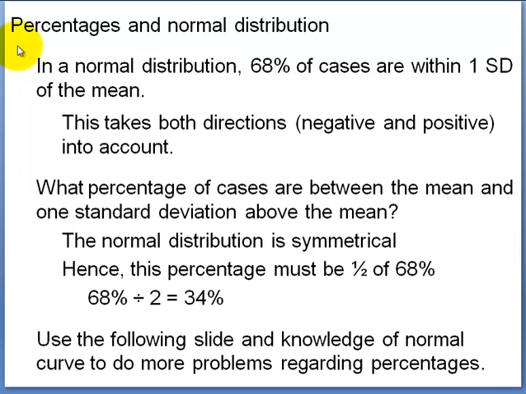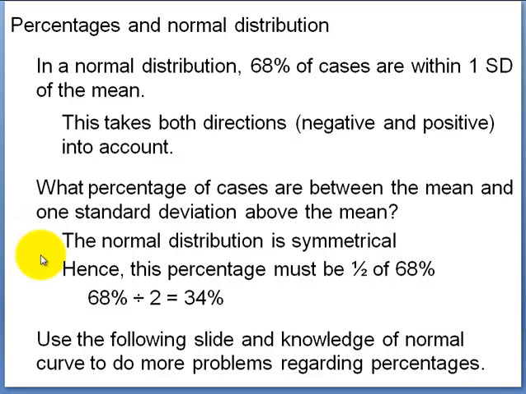Well, we're going to go back and talk some more about the normal distribution, and keep trying to build on some concepts that are connected with it. Recall that in a normal distribution, 68% of cases are within one standard deviation of the mean. And this is taking into account cases in both directions.